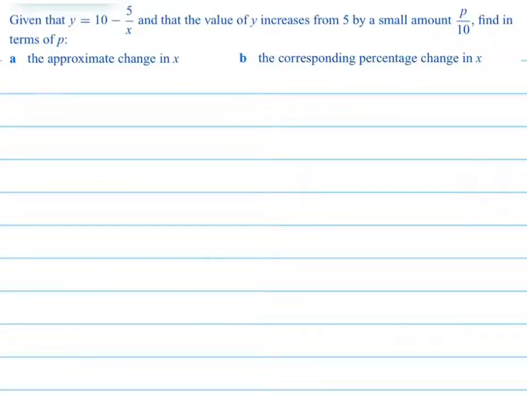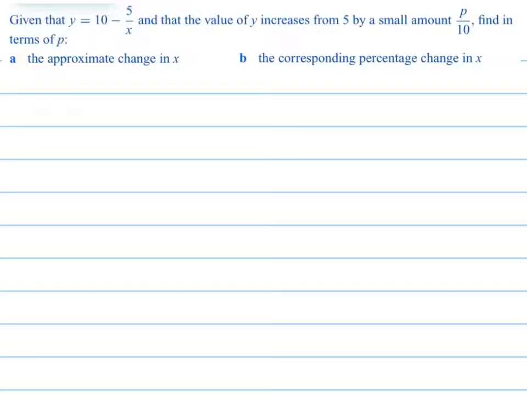Now here's another one. Okay, what's this? Given that y equals 10 minus 5 over x, and that the value of y increases from 5 by a small amount p over 10, find in terms of p the approximate change in x, and in part b the corresponding percentage change in x. Look, they're just trying to be smart Alex here, guys. They're changing y, and they're asking us for the change in x. But look, they can't fool us.